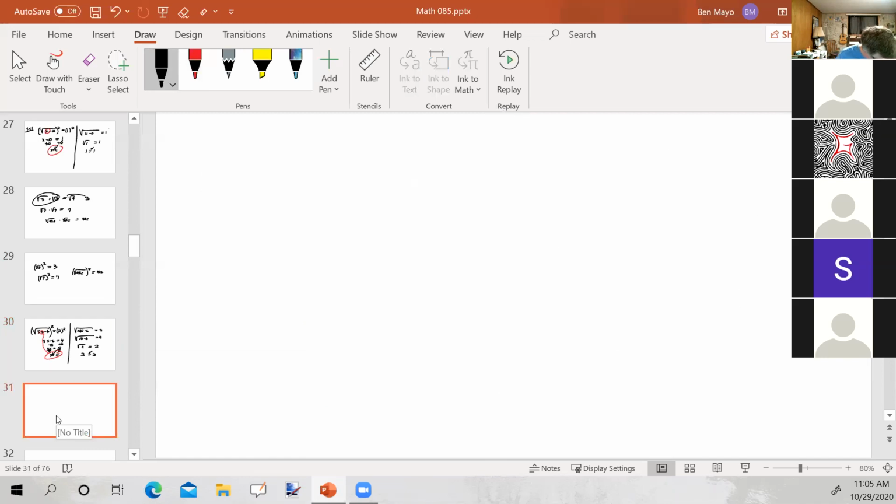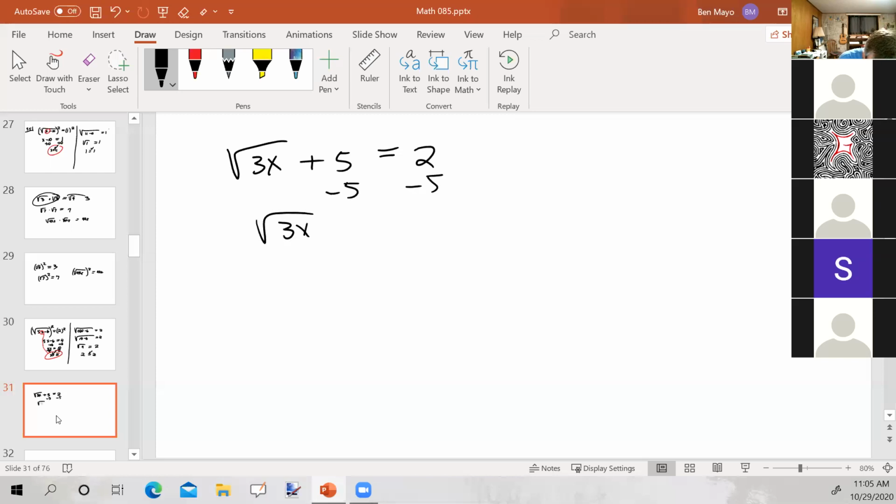Moving on. Let's say we've got the square root of 3x plus 5 equals 2. Now, the first problems had a radical on one side of the equation and a bunch of stuff on the other side. Now we've got a radical term and a constant term. We want to isolate the radical term before we square both sides, okay? So what's my first move? Subtract 5. Take away 5. Right. Now what are we going to do?